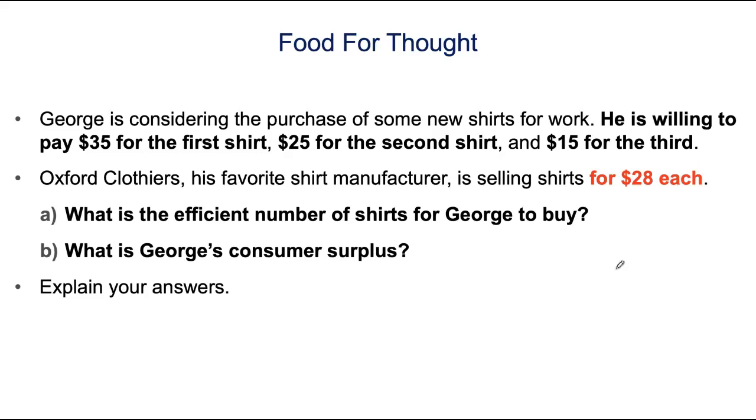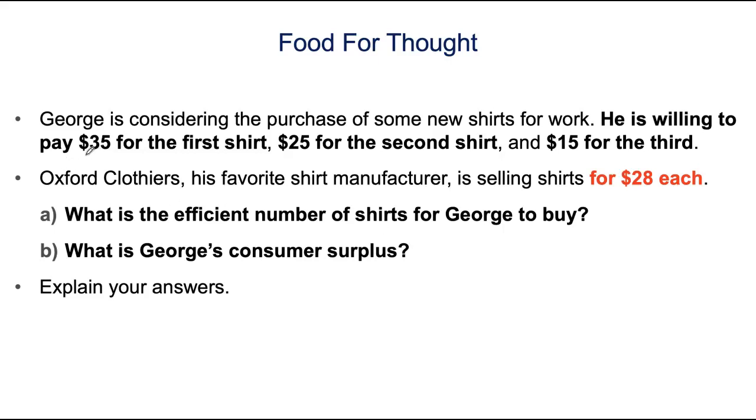So I would like you to pause the video over here and try answering this question on your own first before you go ahead and watch my answer. So you should be able to figure out how many shirts will George buy? What is the efficient number of shirts that he should be buying? And secondly, can you calculate the dollar value of the consumer surplus that he will end up getting? So if you've tried this on your own already, let's look at the answer.